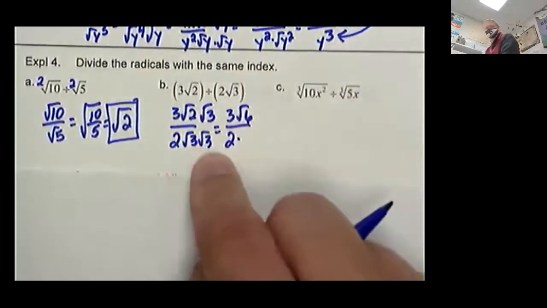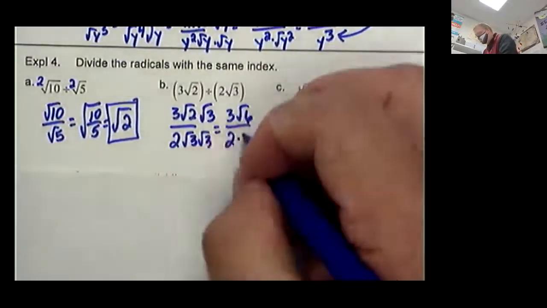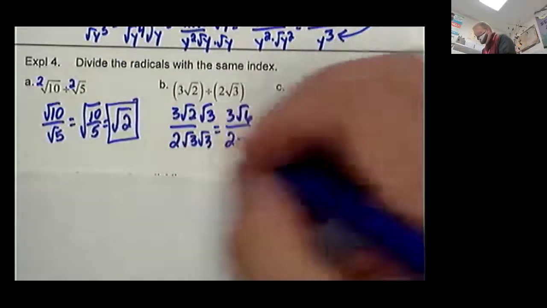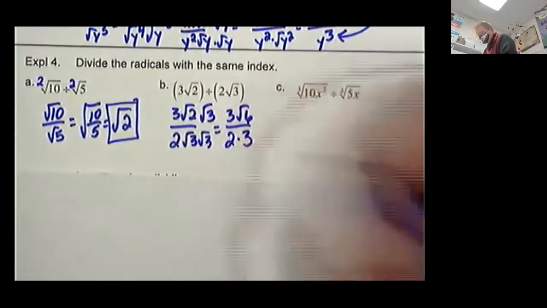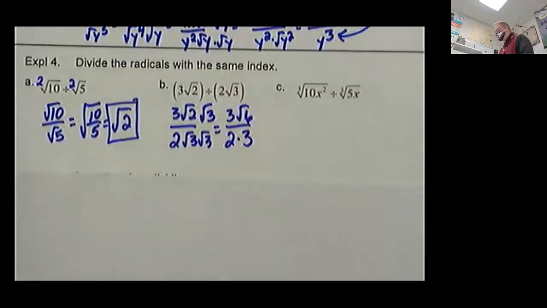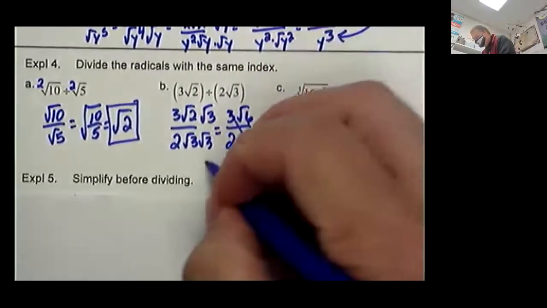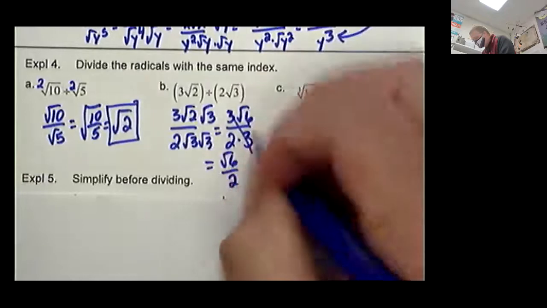Root 3 times root 3 is root 9. Square root of 9 is 3, or 3 squared. The index and the power cancel, leaving a 3. Notice we can also simplify. The 3 cancels, leaving square root of 6 over 2.